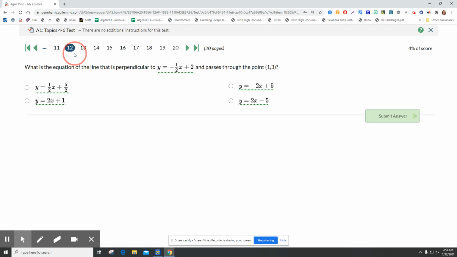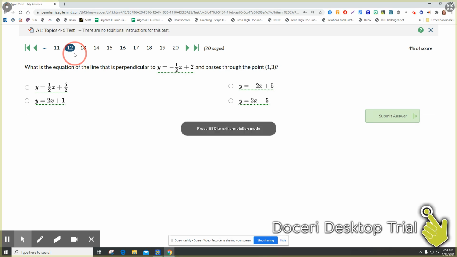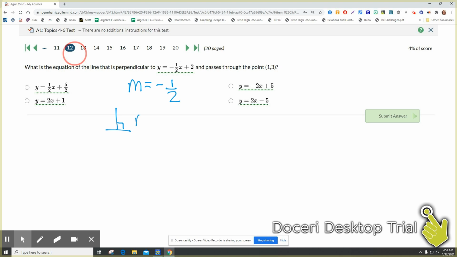Number 12, what is the equation of a line that is perpendicular to y equals negative 1 over 2x plus 2 and passes through the point (1, 3)? On this problem, the very first thing we need to do is identify a perpendicular slope. If the slope of the original equation is negative 1 over 2, a perpendicular slope has to be the opposite sign, so it's now positive, and then we flip the fraction. We take the reciprocal, so it's positive 2 over 1.